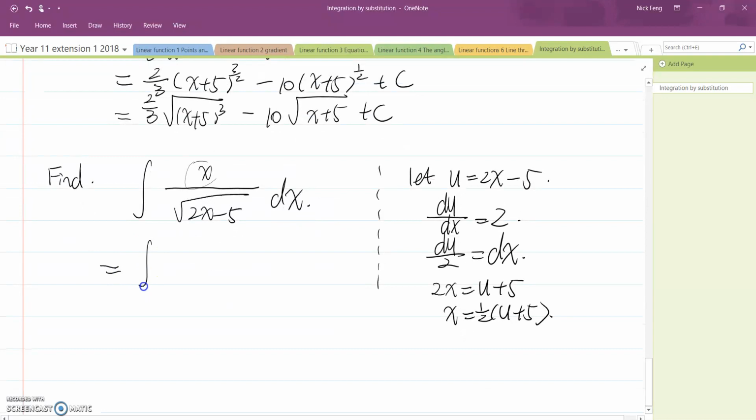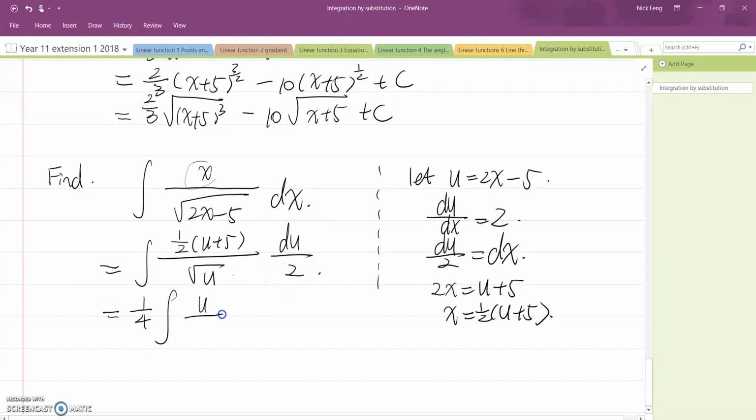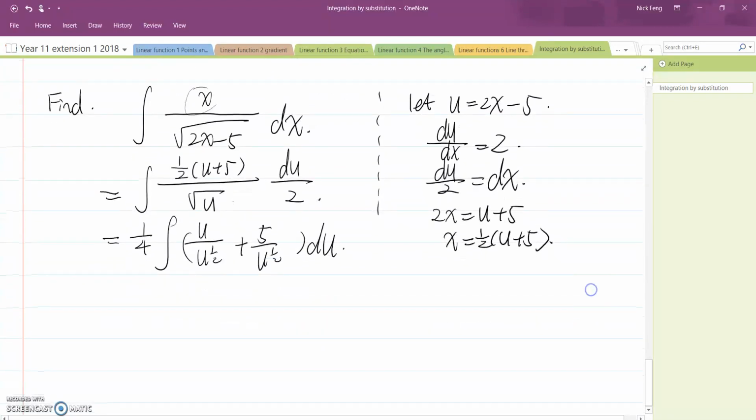Therefore, now in this case, the top x becomes half u plus 5. The bottom is square root of u. And the dx is du on 2. So now take out half, another half, therefore a quarter out. And then if we split it, it becomes like this. And then change it back into index form. That will be u to the half plus 5u to the negative half.